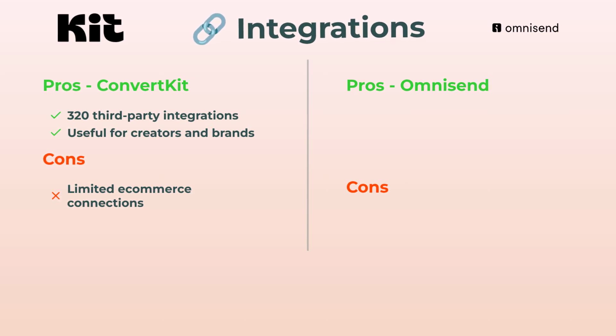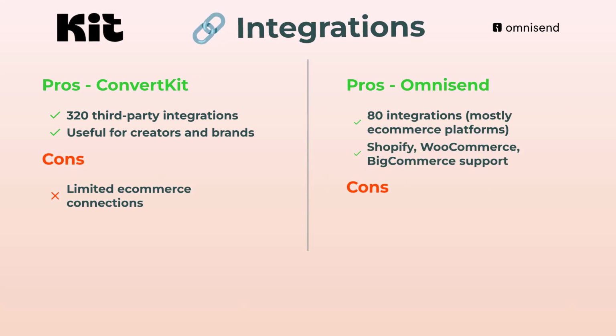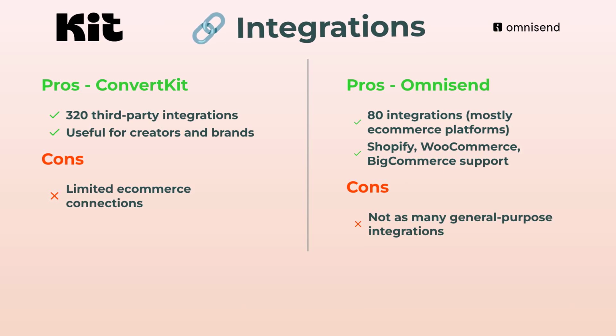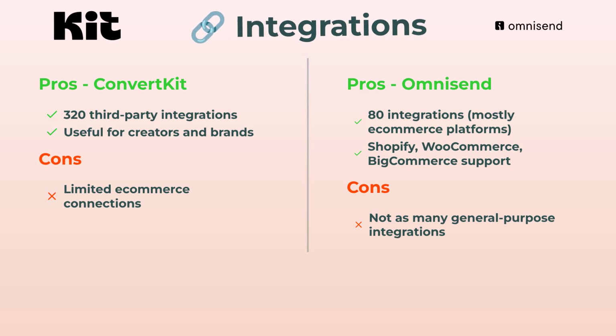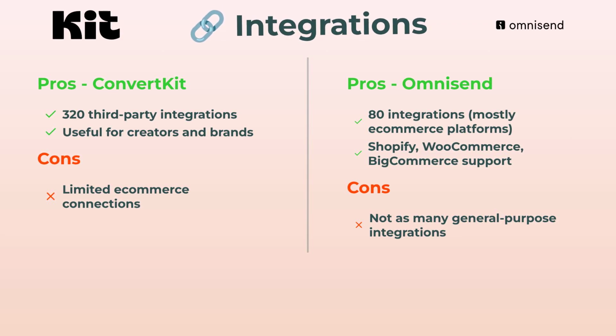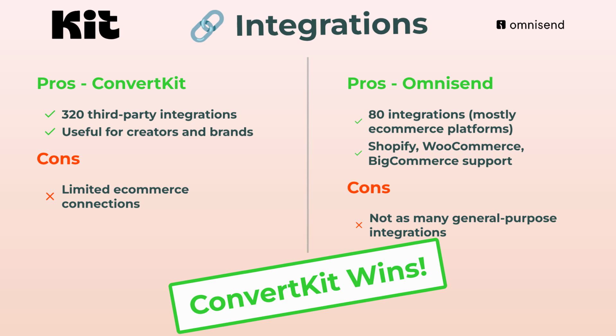Omnisend, by comparison, is super focused on e-commerce. They offer around 80 integrations, and these are basically Shopify, WooCommerce, BigCommerce, all the store classics. If you're running a shop, it works, but if you need a general purpose connection, you might feel limited. So for this round, ConvertKit wins by a mile in integrations.